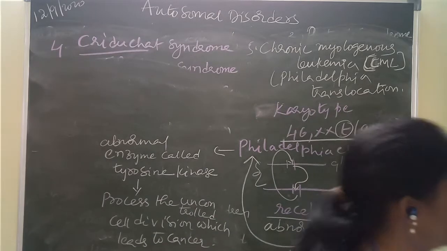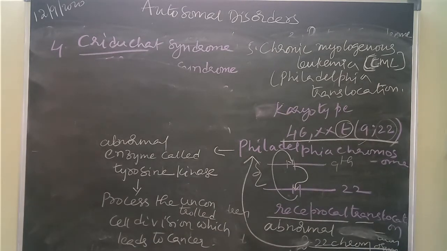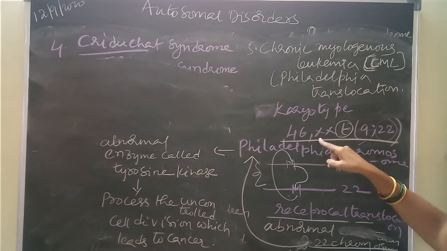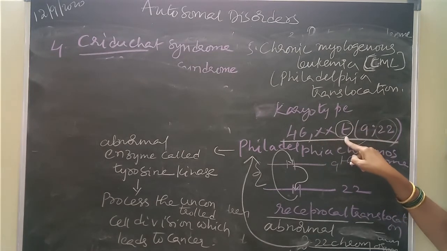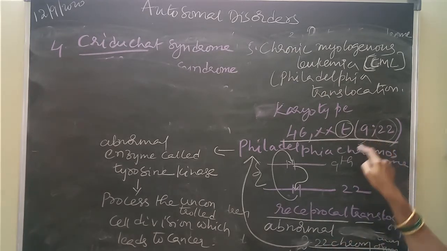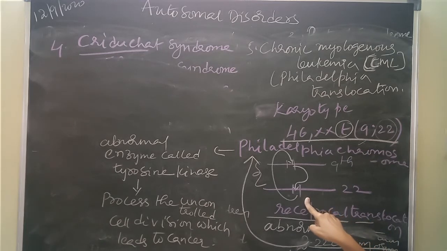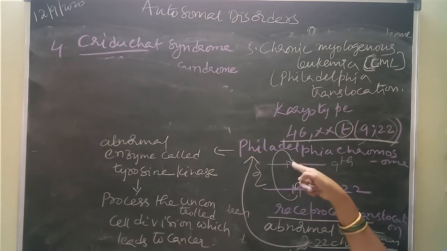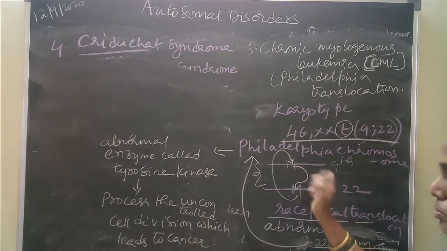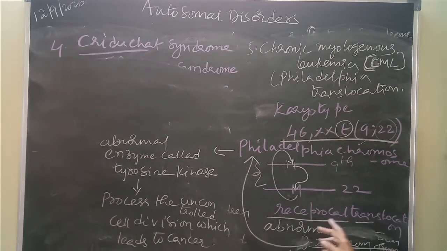Once again, chronic myelogenous leukemia is also called Philadelphia translocation, and in short CML, and the karyotype is 46, XX, T 9;22. Here a small piece of the 9th chromosome and a small piece of the 22nd chromosome are cut off, and the detached piece of the 9th chromosome will bind with the 22nd chromosome, and the detached piece of the 22nd chromosome binds with the 9th chromosome. That attachment is called reciprocal translocation.